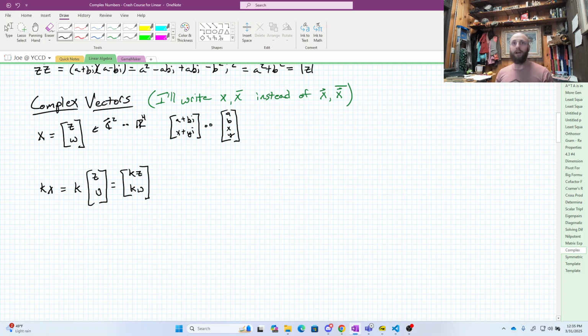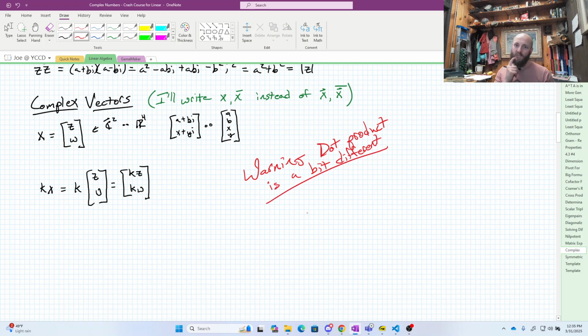The issue here is when I'm thinking about doing a dot product. So I'm going to raise a fat warning here. Dot product is a bit different. If I want a dot product that works the way I think it ought to, I'm going to need things to be a little bit different.